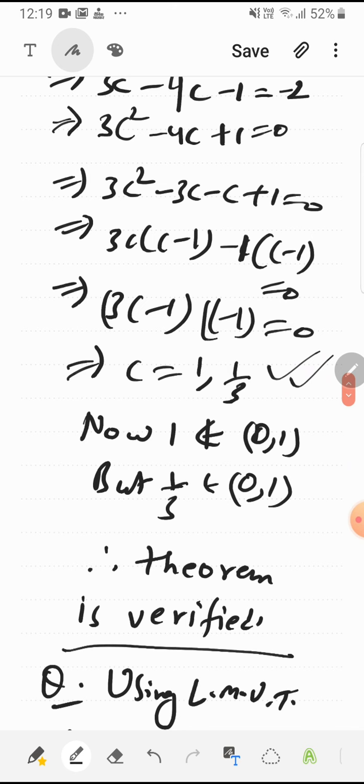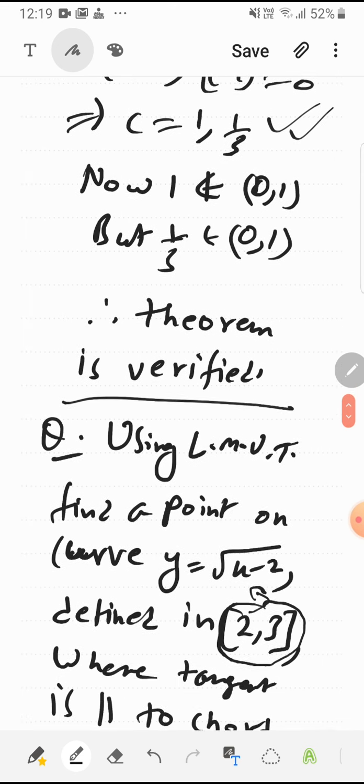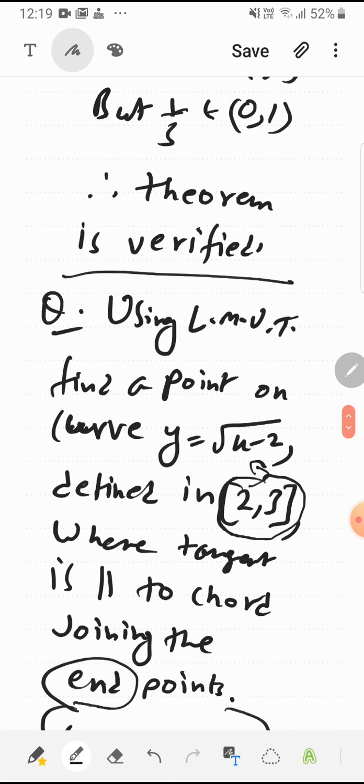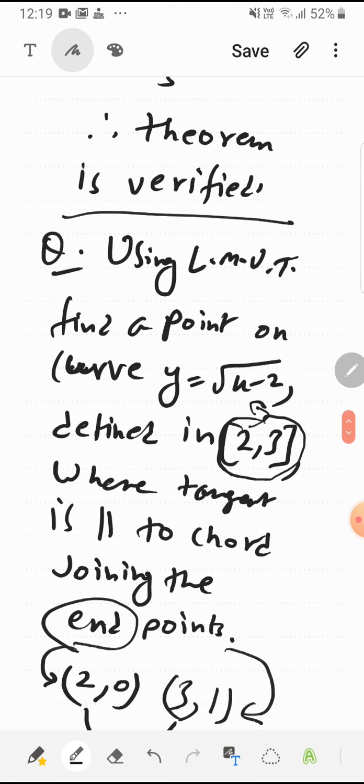Now the next question statement is very interesting. Using LMVT, find a point on the curve y is equal to under root x minus 2 defined in the closed interval 2, 3 where the tangent is parallel to the chord joining the end points. Now read the statement up to here. End points, that means 2 and 3.